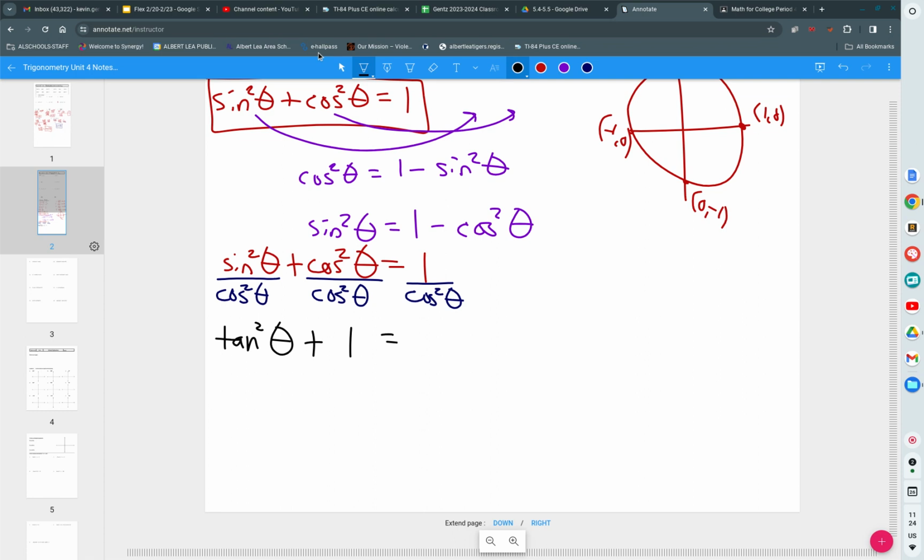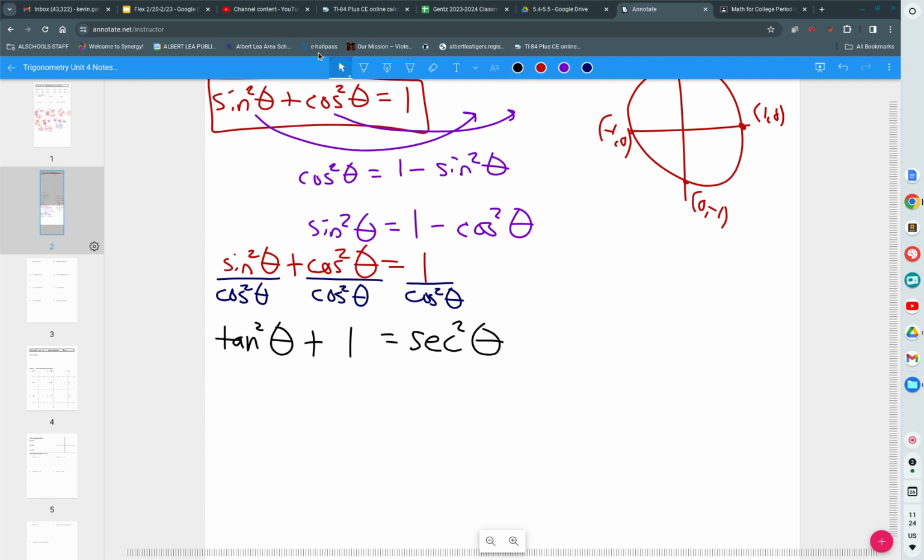1 over cosine is the same as secant squared. Look at that formula. Do you see that on your sheet? Which number is that? Number 6. And then if you move to the right, you're going to see some other ones. What do you see as you move to the right? You see 1 is equal to secant squared minus tangent squared, and you see tangent squared is equal to secant squared minus 1. See both of those? Okay, our last one.